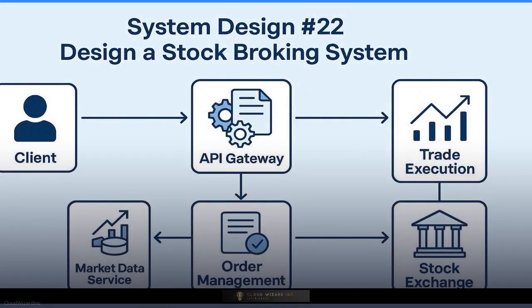Welcome to Cloud Wizard. In this video, we're doing a complete deep dive into designing a stockbroking system, the kind of high-stakes, ultra-low latency platform that powers millions of trades every day at companies like Zerodha, Robinhood, and TD Ameritrade. We'll cover the order matching engine, pre-trade risk checks, the ledger, exchange connectivity, market data, and T+1 settlement. Everything you need for a senior system design interview. Let's get into it.